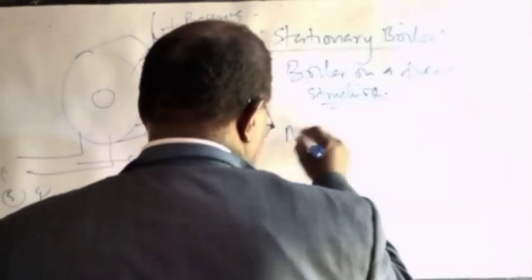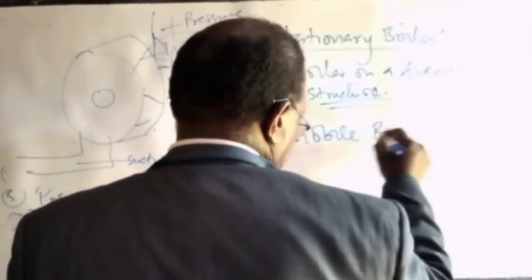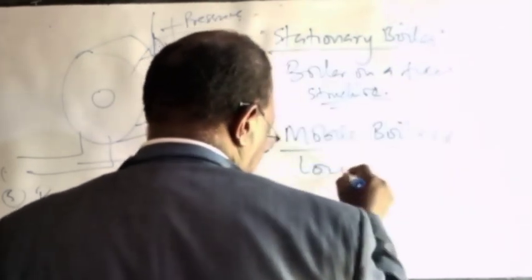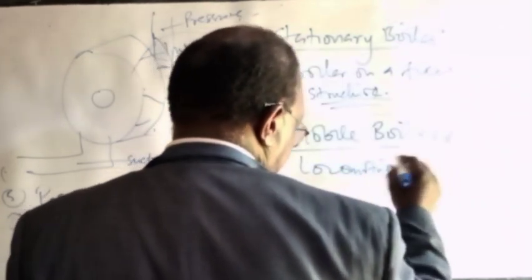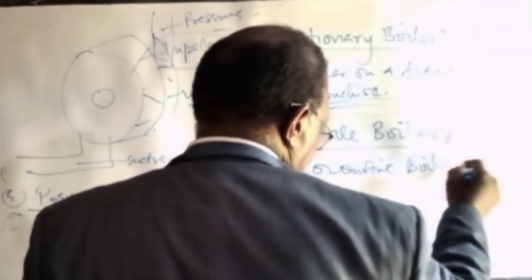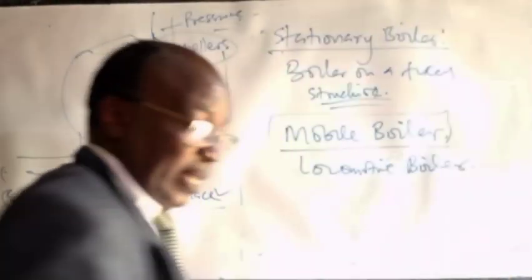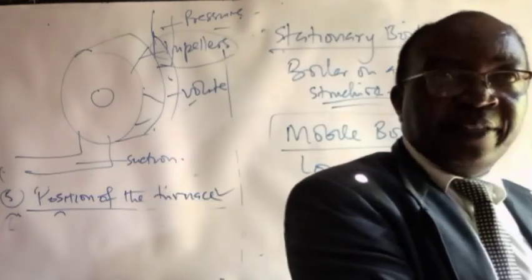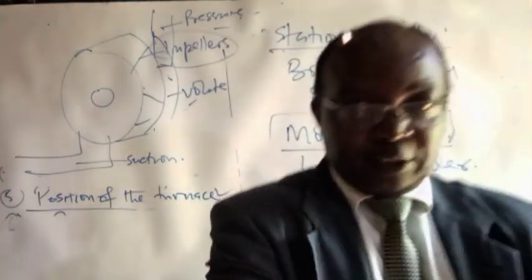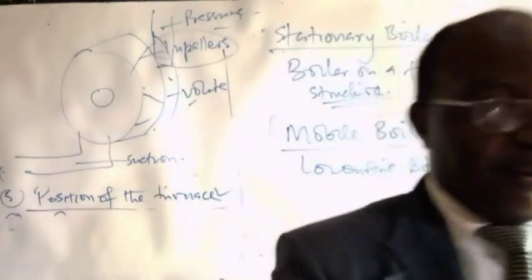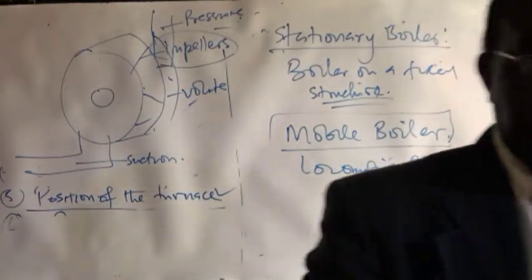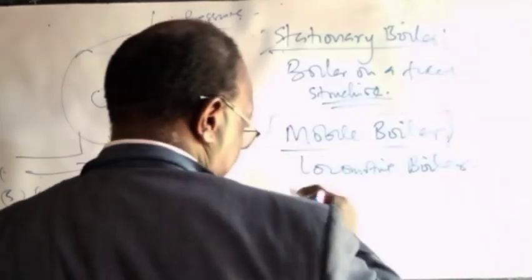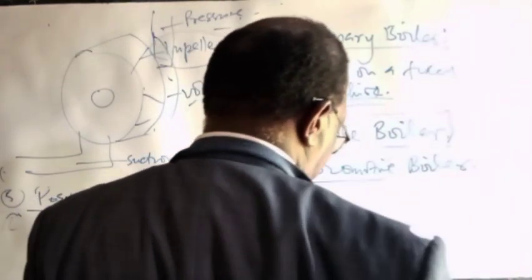Then you have the mobile boiler. Basically, a good example is the locomotive boiler. I like this because everybody has seen it. Locomotive boiler. And of course, if you look at those old locomotives, the steam engine is in front, and it's moving from one town to another city, and so forth. Those are mobile boilers. So you need to know stationary and locomotive boilers.